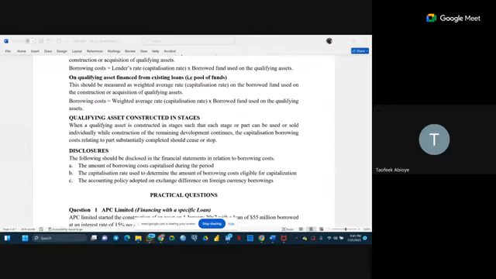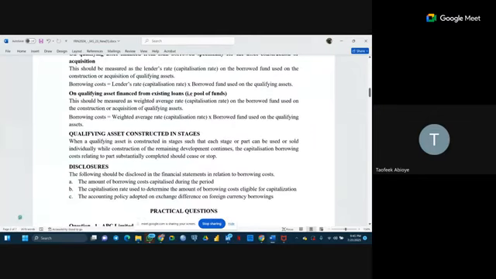Another thing I need to add is that, period-wise, like I said, qualifying assets are assets that take a substantial period before they can be completed for their intended use. During this period, a lot of things can happen.